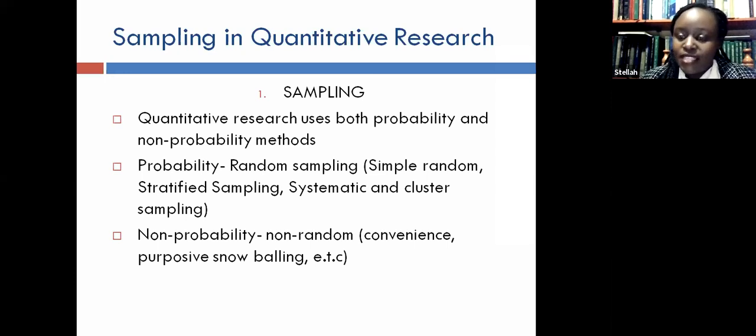For quantitative research, you have the option of using probability or non-probability sampling. I've had some cases where people think that when you're doing a quantitative study, then you should use probability sampling and not non-probability, which is not true. Even if it's quantitative, you still have the option of using random sampling, like the simple random, the stratified, the systematic, and cluster, or you can use a non-random, things like convenience, snowballing, or purposive sampling. So it's up to you to choose which one favors the kind of research that you're conducting.